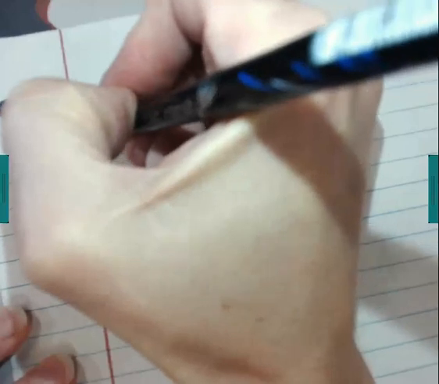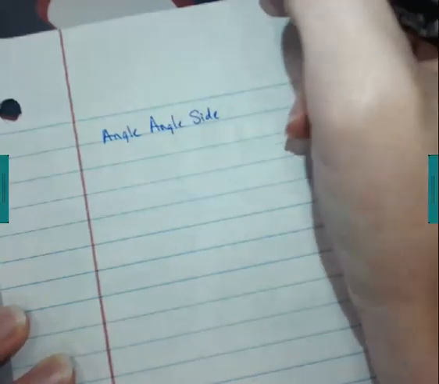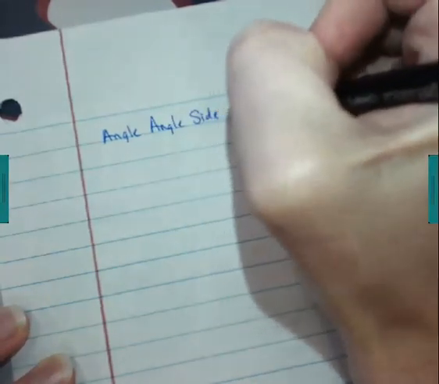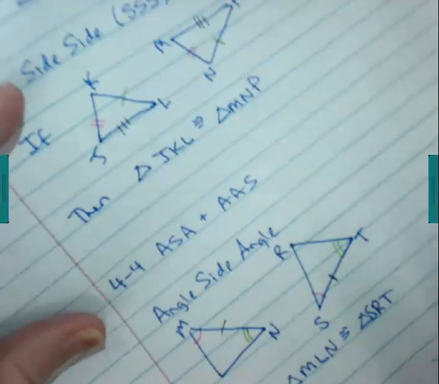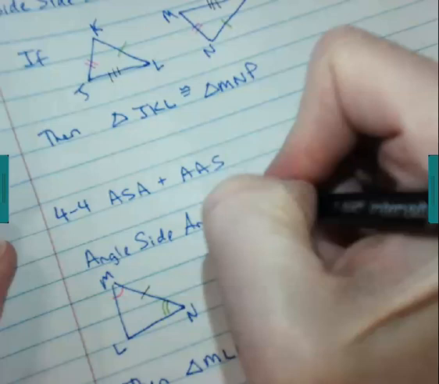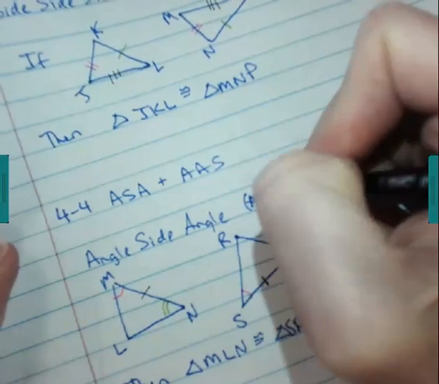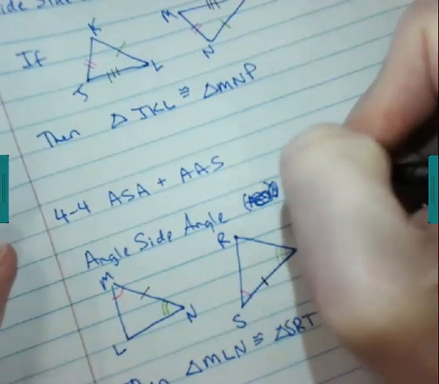The last theorem that we have is called angle, angle, side, and we abbreviate that AAS. I think I forgot to tell you to put the abbreviation on the first part of 4.4. So on that one, put angle, side, angle, ASA.